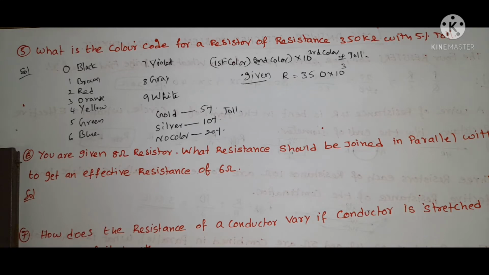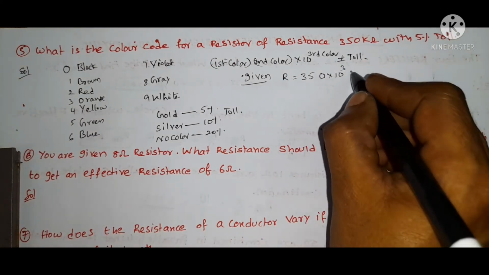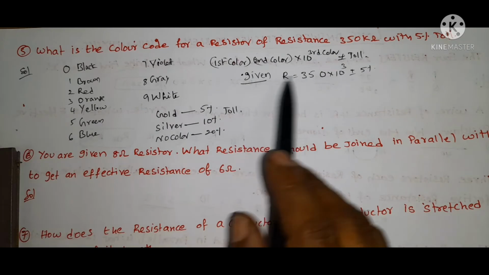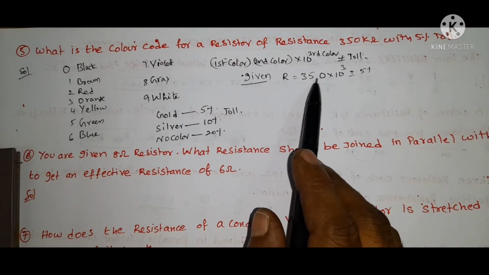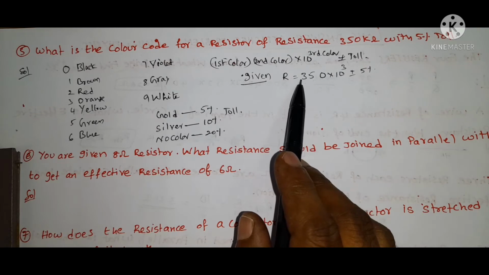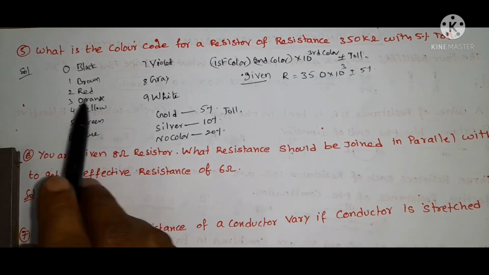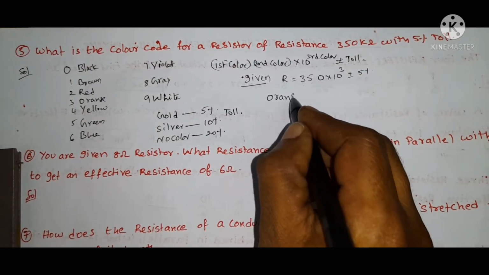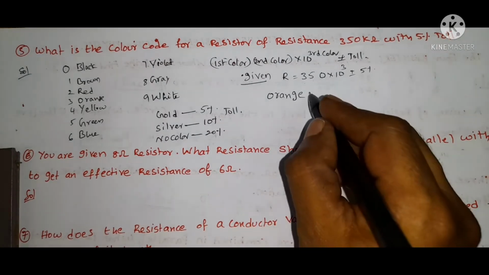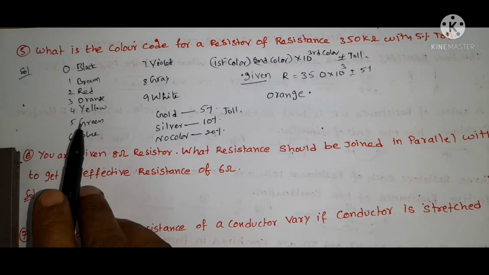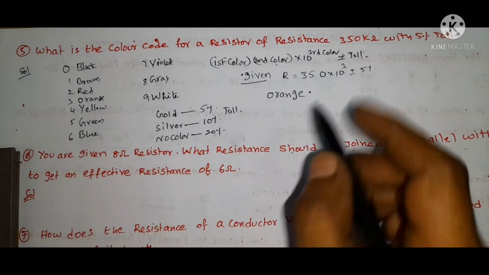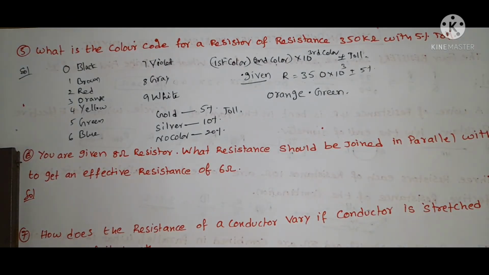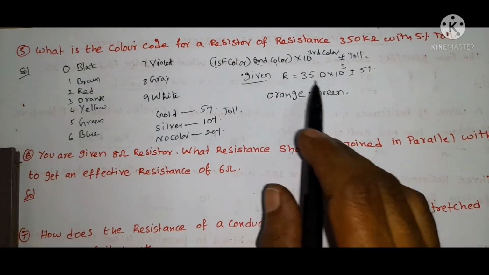Plus or minus 5% is given, that is the tolerance. So simply look at this one: first color, second color, into 10 power third color. So the first color will be 3. 3 means what is the color? Orange. So the first color is orange. And 5, side by second color. The second color means green, into 10 power third color.